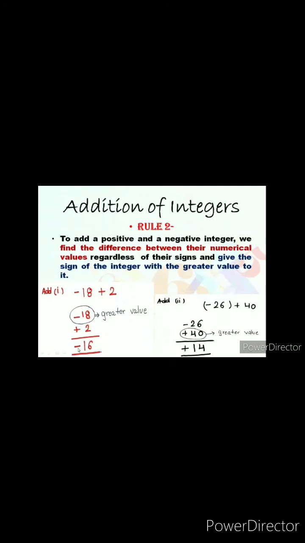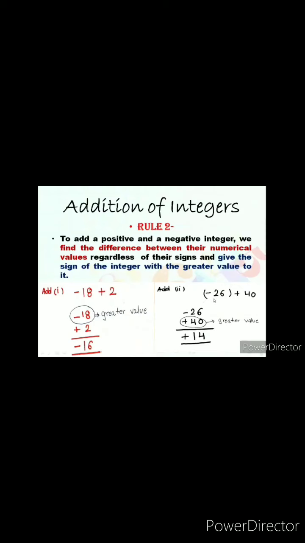Let us see another example. I have to add two integers, minus 26 and 40. The two integers have opposite or different signs. You know that we have to find the difference, and the difference is 14. Now in 26 and 40, the greater value is 40. And what sign does 40 have? It has a plus sign. So our sum will have the positive or plus sign, that is 14.